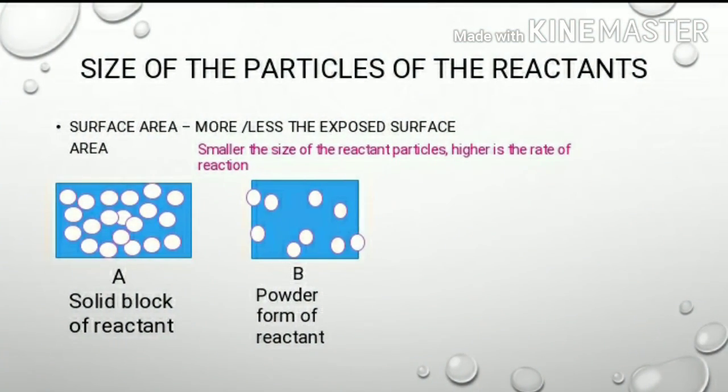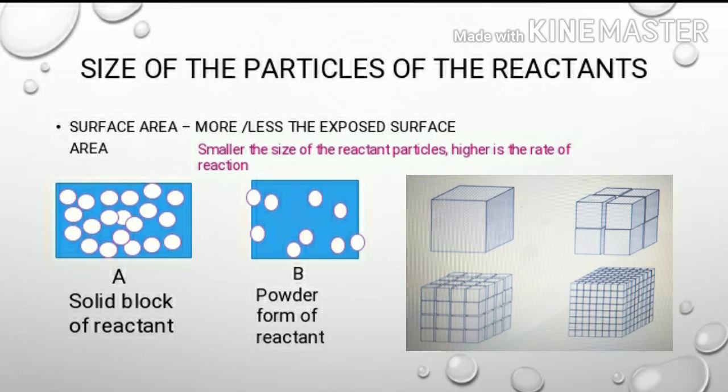Second, size of the particles of the reactants. This is again nothing but the surface area. The more the surface area is exposed, the higher the rate of reaction. Smaller the size of the reactant particles, higher is the rate of reaction. The powder has a greater surface area, so there will be more successful collisions in a given time, resulting in a faster rate of reaction. Therefore, smaller the size of the reactant particles, higher is the rate of reaction.